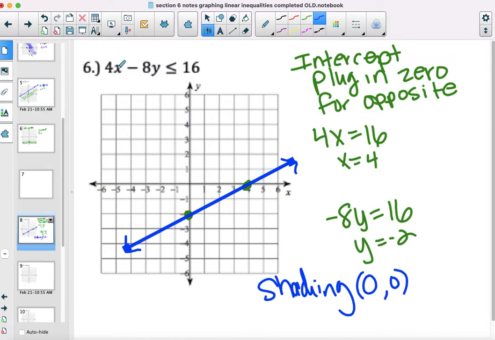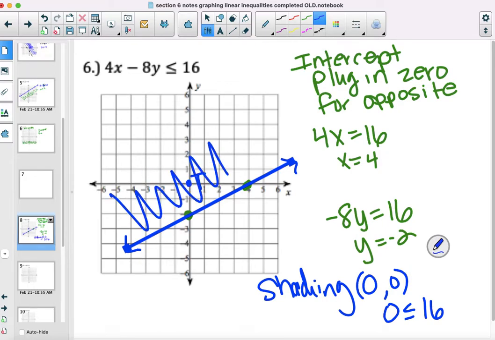anything times 0 is 0. And that's why I like this as an ordered pair. So if I work this out, 4 times 0 minus 8 times 0, this whole side is going to turn into 0. And so when I evaluate that, I'm going to say, is 0 less than or equal to 16? Because this whole side turned into 0. And 0 is less than 16. So 0, 0 is true. So then I need to shade this side of the line because that's where 0, 0 was. If it was false, we of course would have shaded the opposite side.